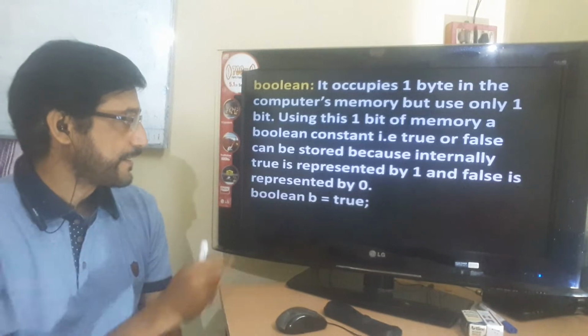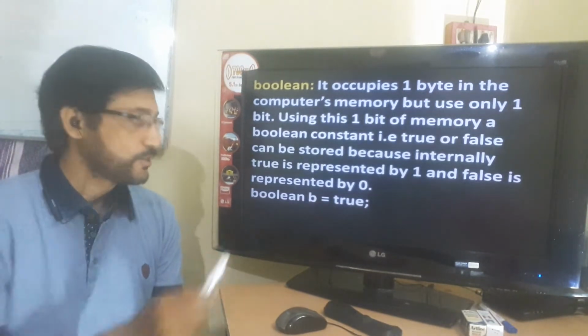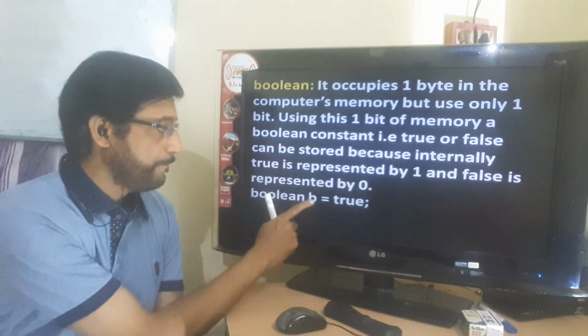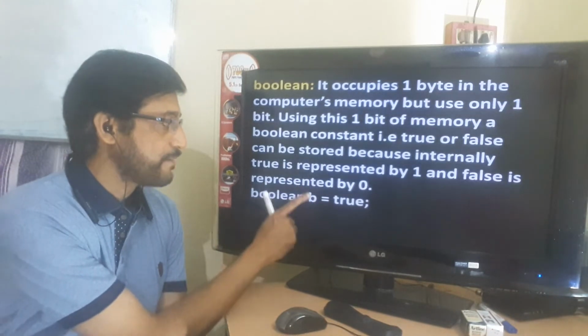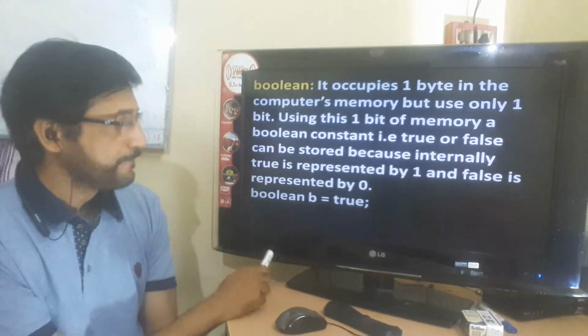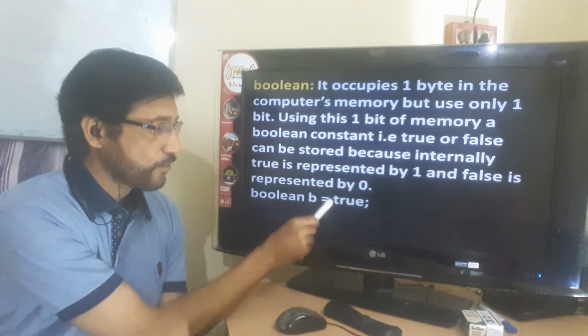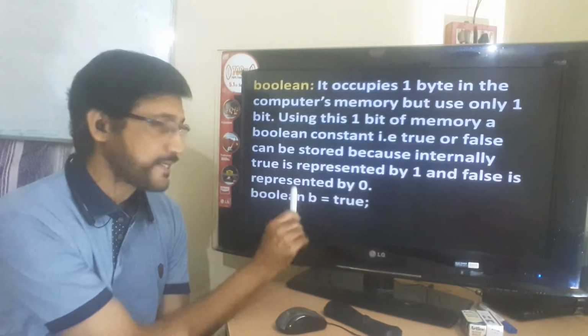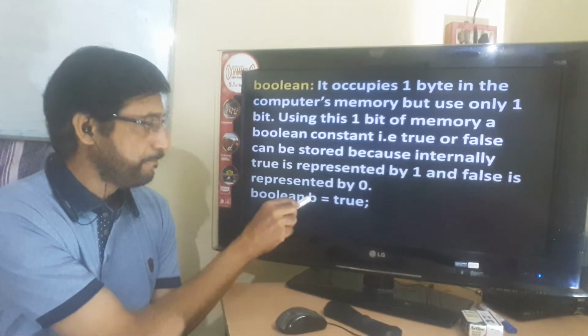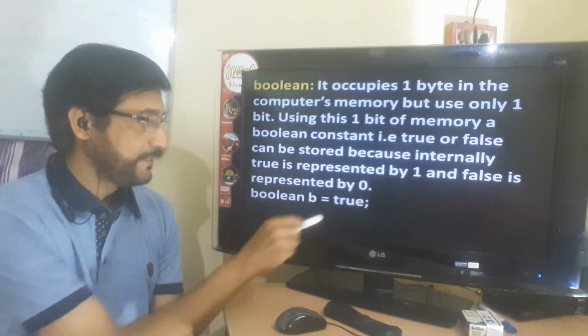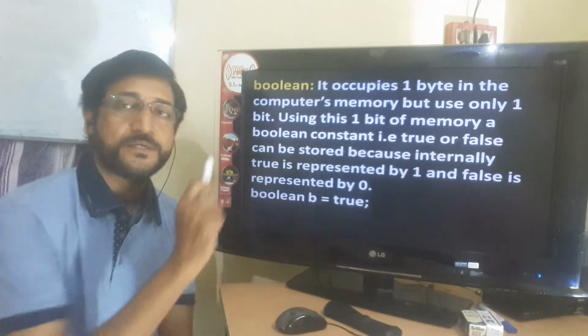You can declare it like boolean b = true. When you write boolean b = true, the variable b occupies 1 byte or 8 bits in the computer's memory. You write the boolean constant true or false in lowercase, without any quotes, but internally in b, 1 will be stored. If it is false, then 0.